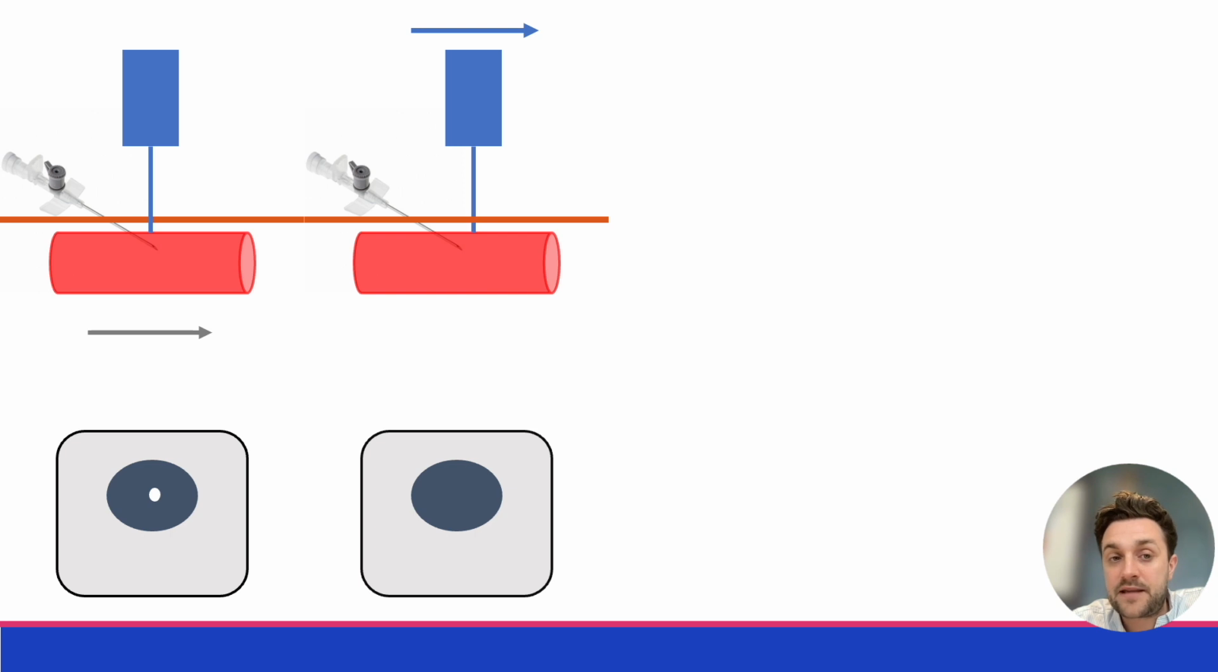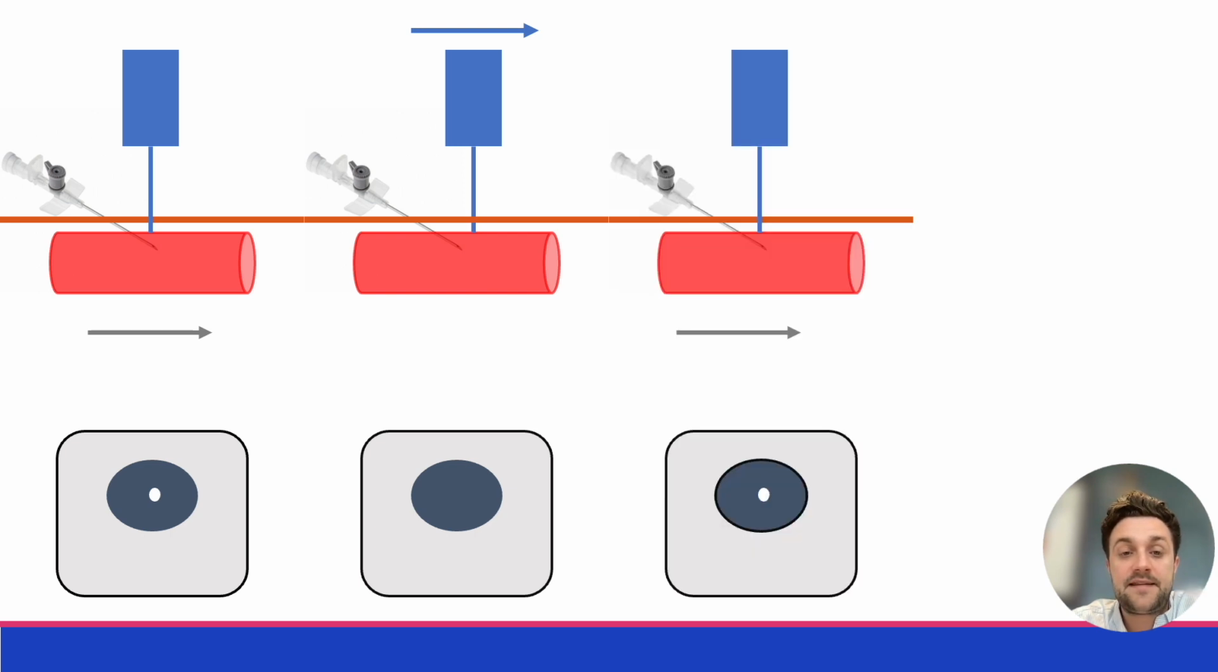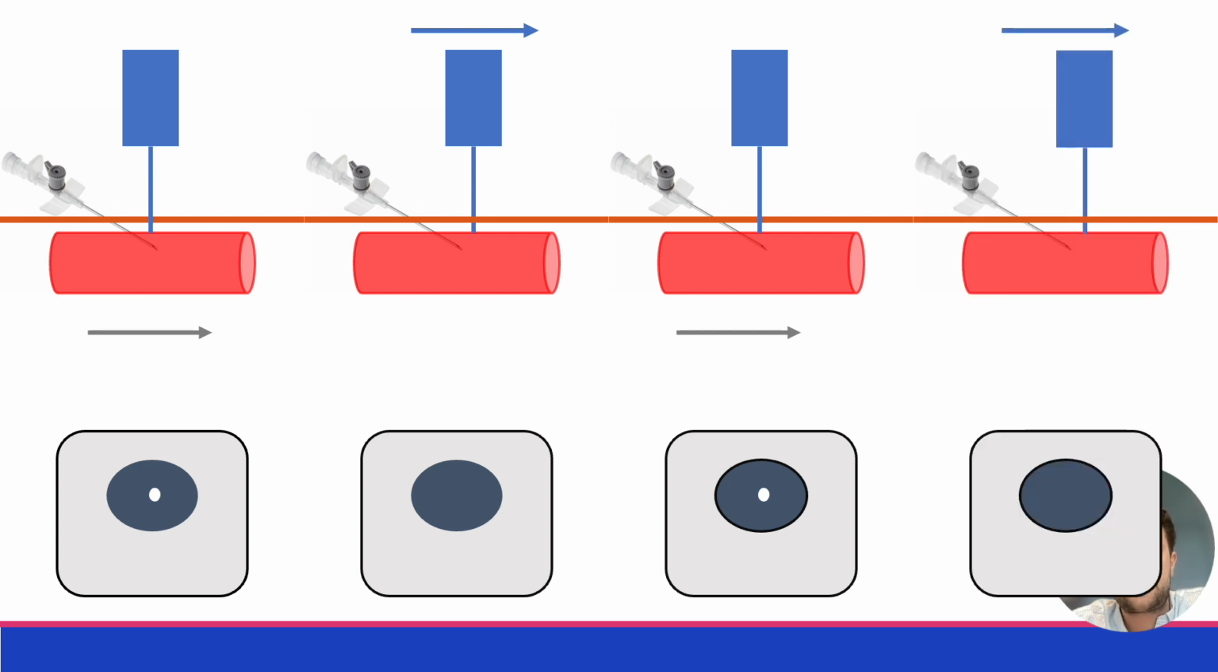At that point, the probe stays perfectly still, and the needle advances into the plane of the probe, and then the needle stays still, and so on. Okay, and that way we can be sure that the needle progresses up the vein.